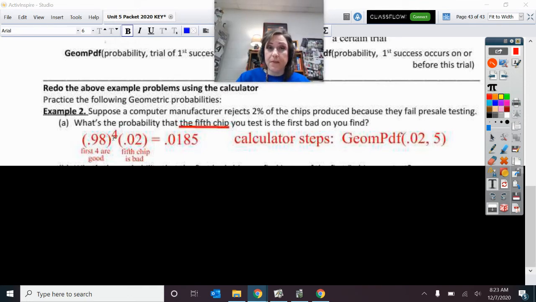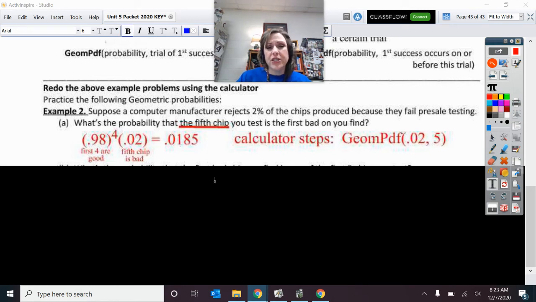Now, do keep in mind that using the calculator does not take away the work that has to be shown. You cannot just plop out an answer. You have to write this 0.98. This was the first failure on the fifth chip. So 0.98 to the fourth times 0.02, and then you can go and type it into your calculator just this way. Or you could use your geometric PDF.